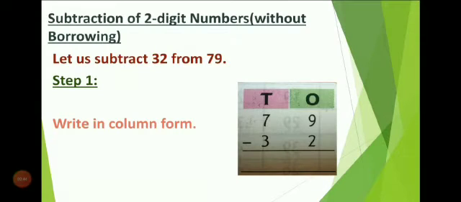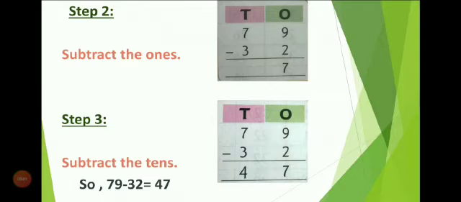Students, now let us study how to subtract two-digit numbers without borrowing. Let us subtract 32 from 79. First, we will write the given numbers in column form. Then, we will subtract the ones. It means we will subtract 2 ones from 9 ones. We will get 7 ones. So, we will write 7 under the ones column.